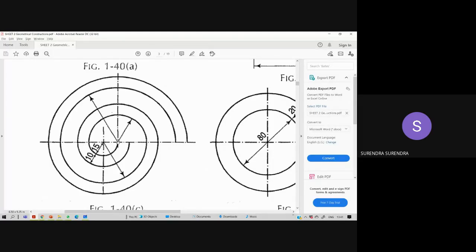30 mm. Observe the distance from here to here. Radius equal to 30 mm, draw this semicircle, center and radius 30 mm. Next, with this center, radius equal to 30 plus 10, 40 mm. With this center and 40 mm radius, draw the second semicircle. First, second. Again, drawing the semicircles below the horizontal line.